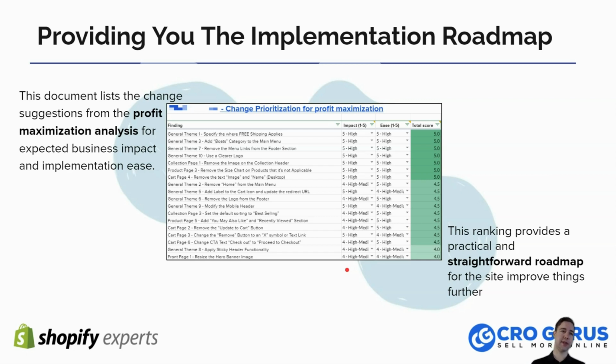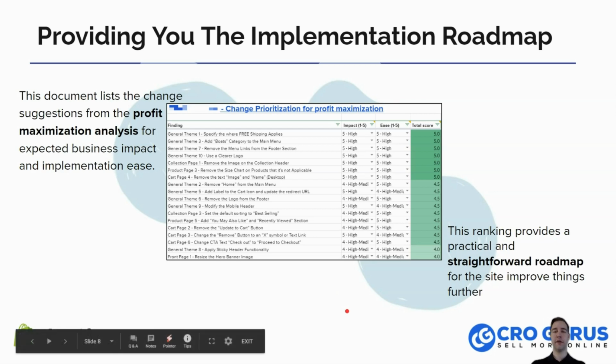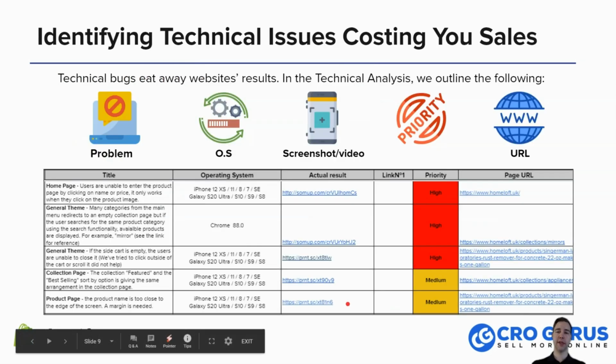This document lists the change suggestions from the profit maximization analysis against expected business impact and implementation ease criteria to provide a total score. And this ranking then provides a practical and straightforward way to start implementing the site improvements. So that's a thing where we'll be able to itemize the suggestions, and that way it's a lot more manageable than having 40 suggestions that you can't easily refer to.